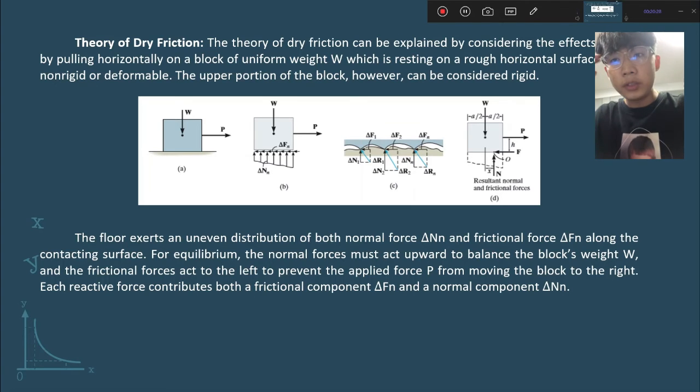And also the frictional forces act to the left to prevent the applied force P from moving the block to the right. So we're trying to move a block to the right, and there's a friction force pulling it the other way. That's why we feel resistance when we try to pull something. And each reactive force contributes both a frictional component, delta Fn, and a normal component, delta Nn.